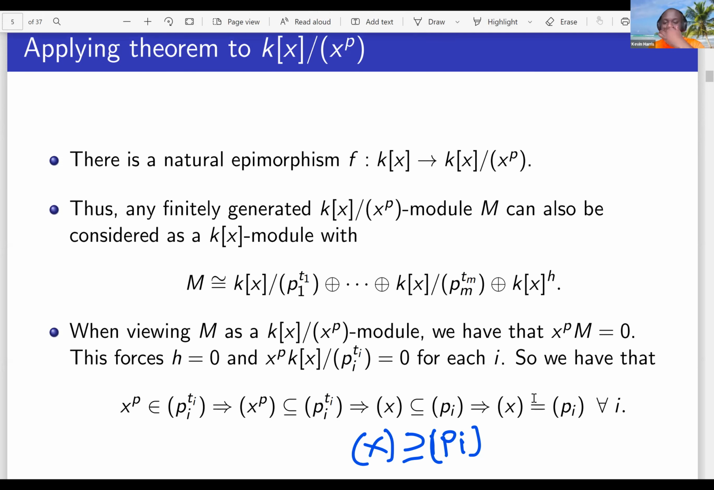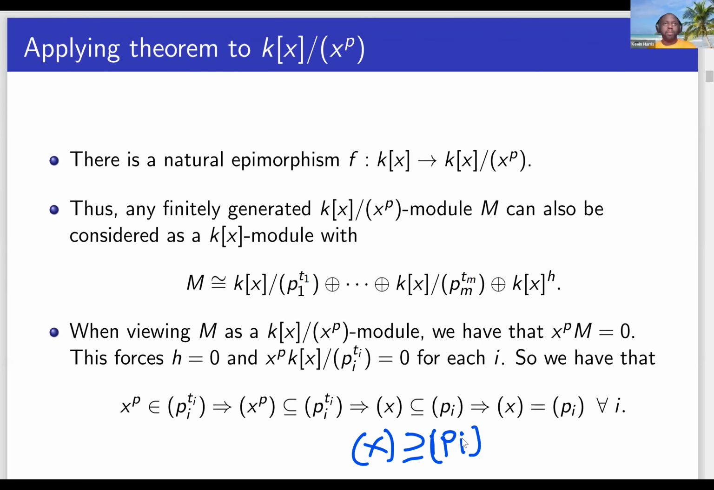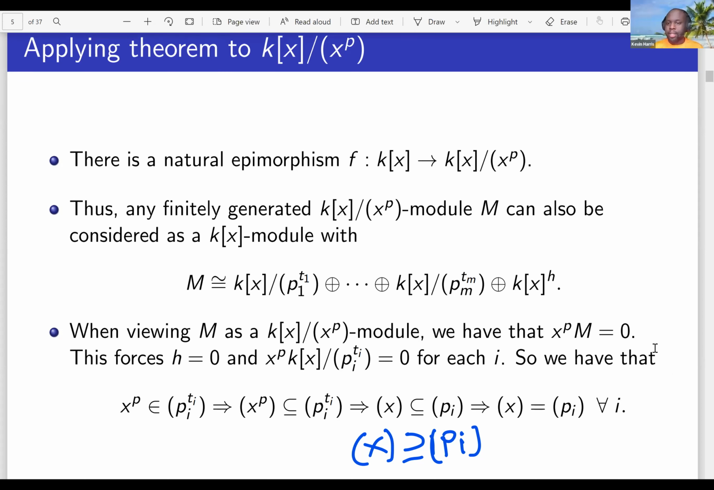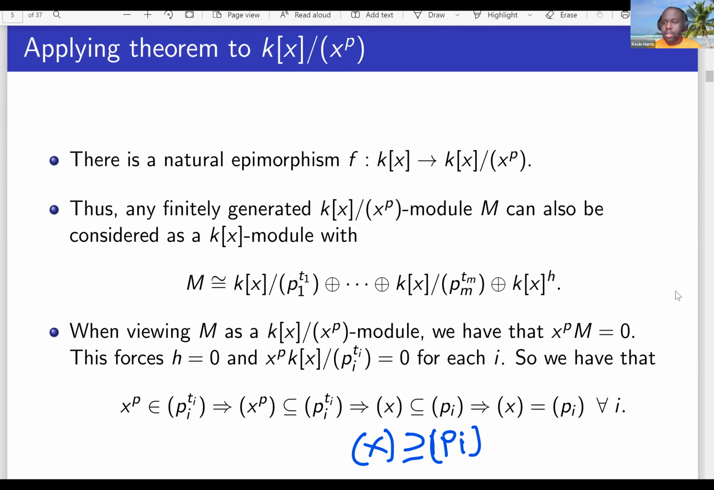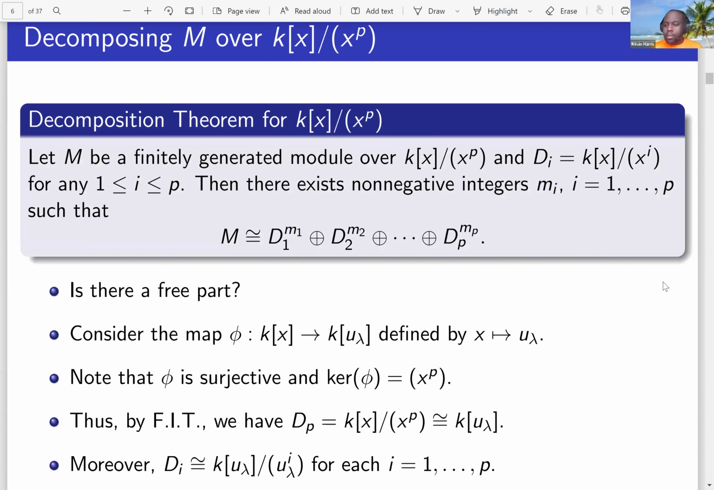So like I was saying, the ideal generated by x has to be a subset of the ideal generated by p sub I based off this argument up here. And then since the ideal generated by x is the lone maximal ideal of this particular ring, it follows that the ideal generated by each of these p sub i's also has to be, reversely, a subset of the ideal generated by x. So then we get that those ideals actually have to be equal.